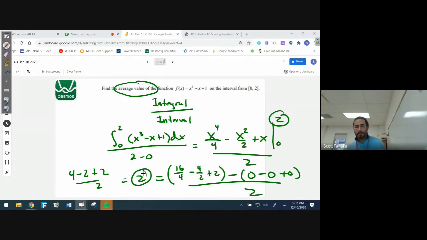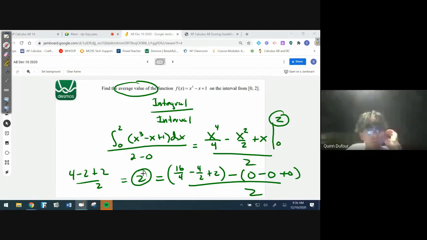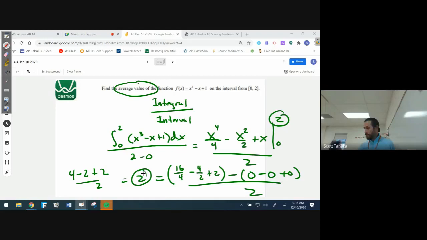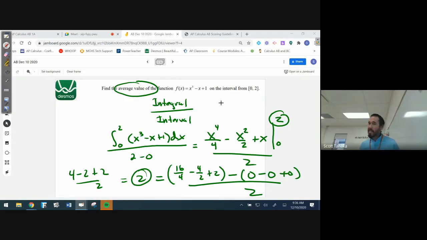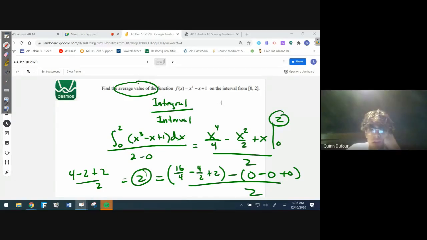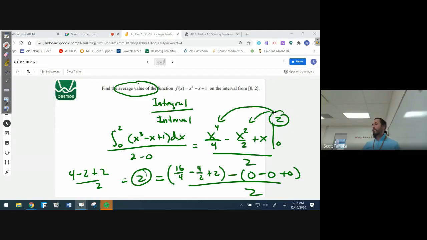Go ahead, DeFore. So we don't do the plug in the 2 into the function and then minus the plug into the 0 of the function? For sure you do. That's what I did. I plugged in the 2. I don't get why you're at 16 over 4 then. What's that? Because I plugged in, I don't know if this is right. I did 2 cubed minus 2 plus 1. That's in its own parentheses. And then minus 0 minus 0. No. Don't you dare do that. You got to take the antiderivative first.